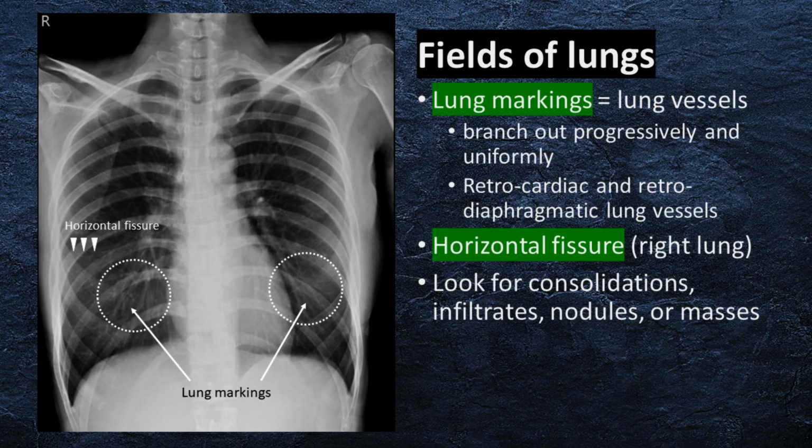F. Fields of the lungs. Assess lung parenchyma for abnormalities such as consolidations, infiltrates, nodules, or masses. Both lungs should be well expanded. One should be able to count 10 posterior ribs bilaterally. Lung vessels or lung markings should branch out progressively and uniformly. Retrocardiac and retrodiaphragmatic lung vessels should be visible. Don't forget to assess the lung apices.